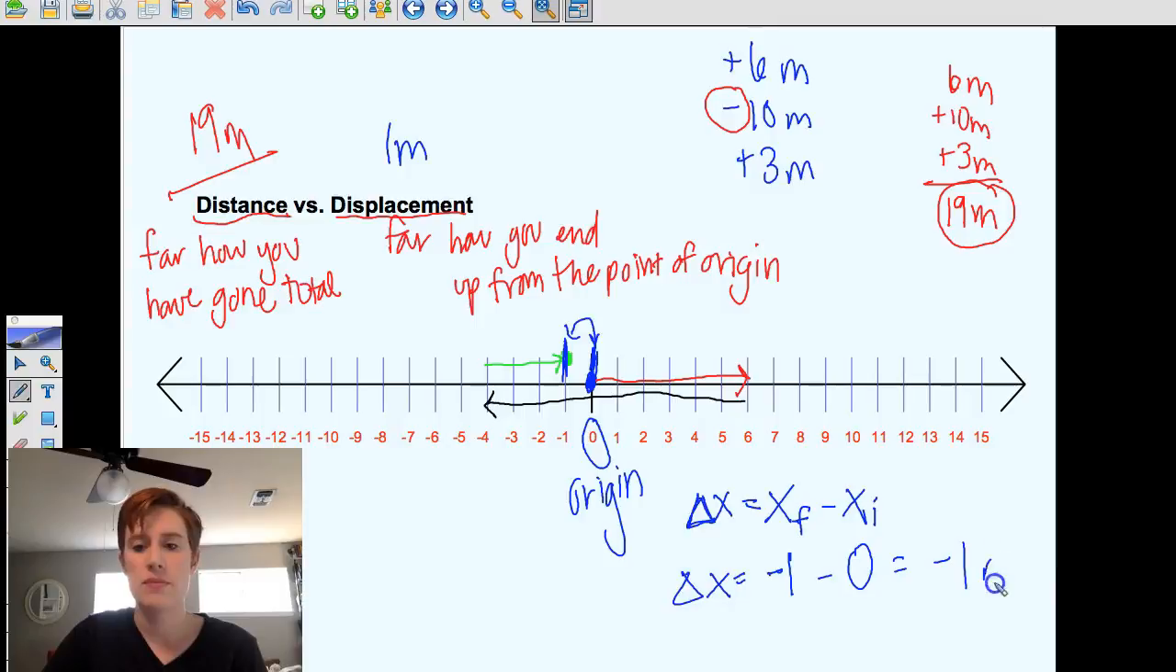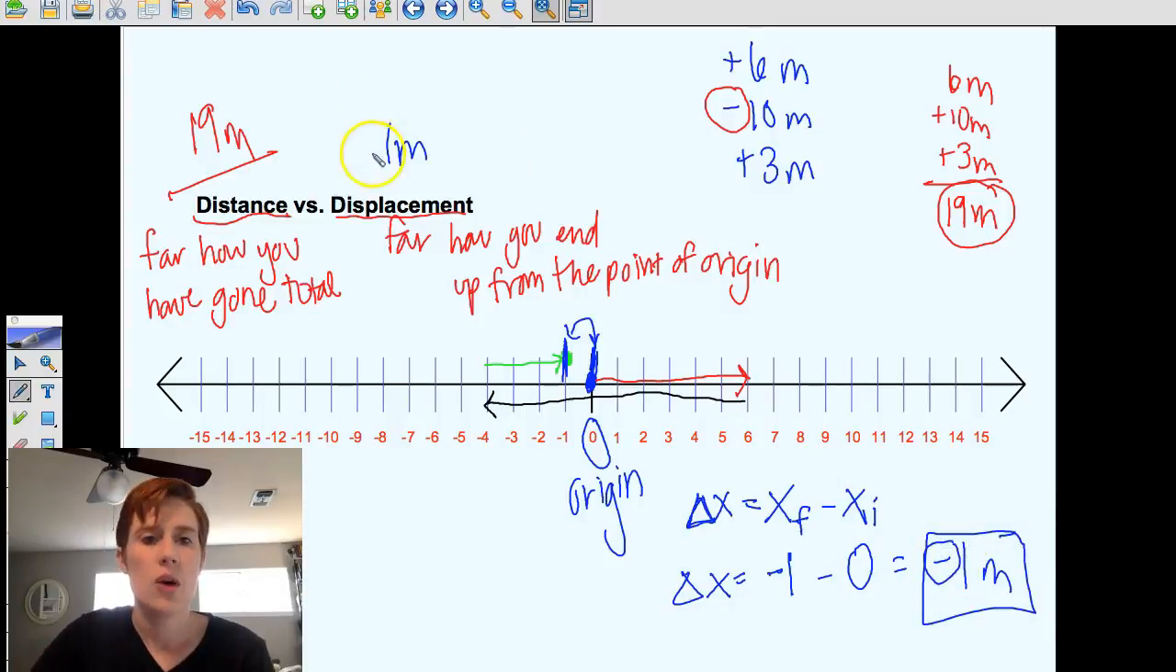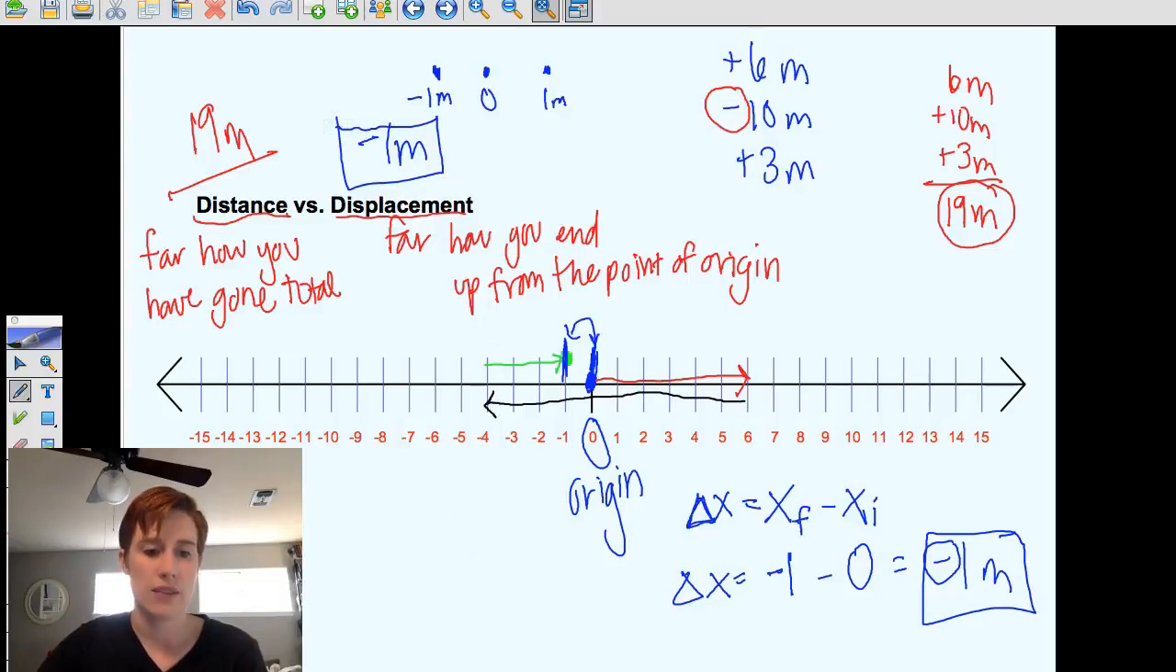That's my displacement. And for displacement, we do leave our negative value. What this tells me is my displacement was -1 meters. That means wherever I started was 0, and I went a bunch of different places, but I ended up 1 meter to the left of my origin. If I had said your displacement was +1 meter, then you would have thought I ended up over here on the right side of the origin. So for displacement, you do need to include your negative values.